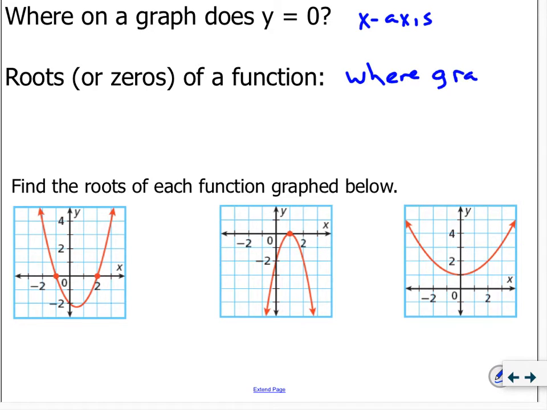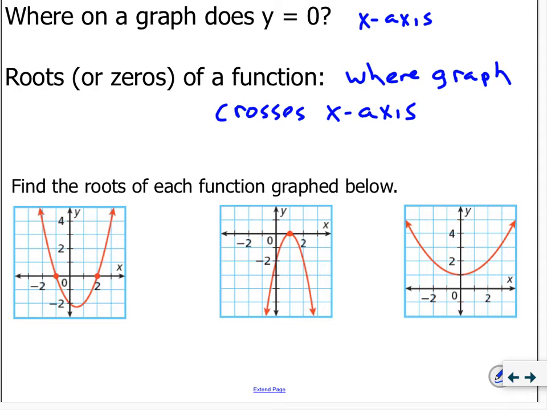is where the graph crosses the x-axis. That's why they're kind of called roots. You can kind of think of below the x-axis as below ground. The x-axis is the ground. And above the x-axis is like our living space. So the roots are where it hits the x-axis.